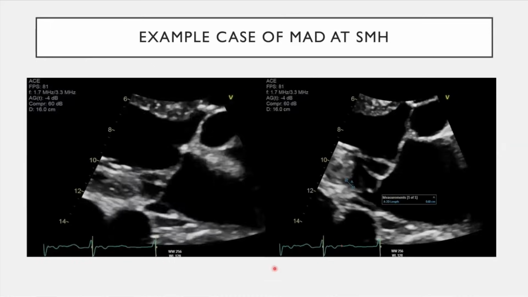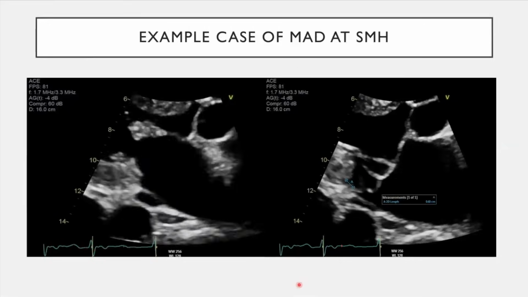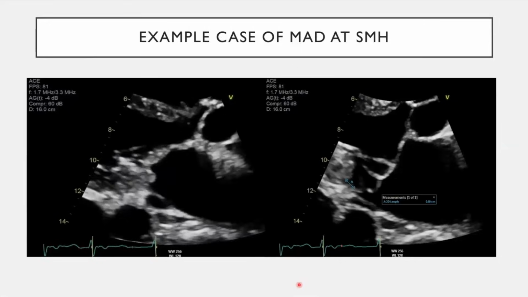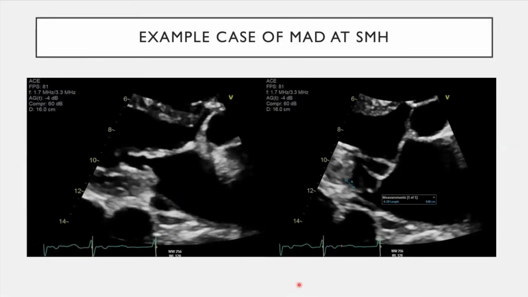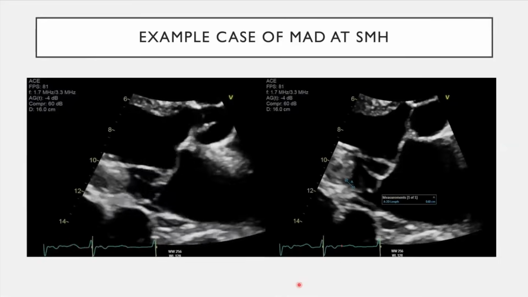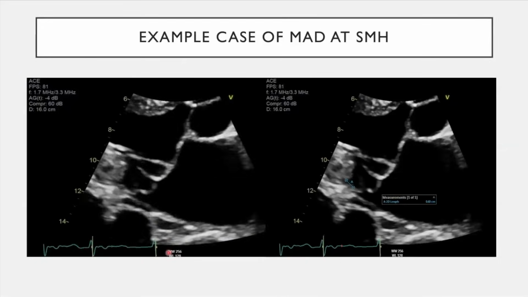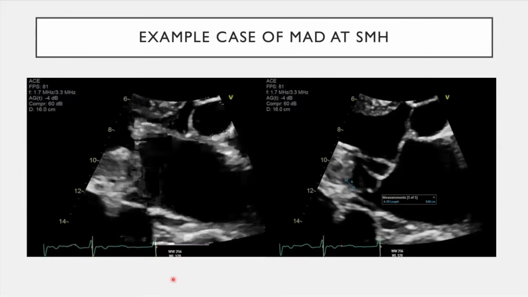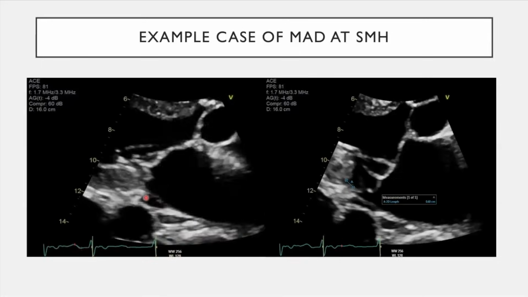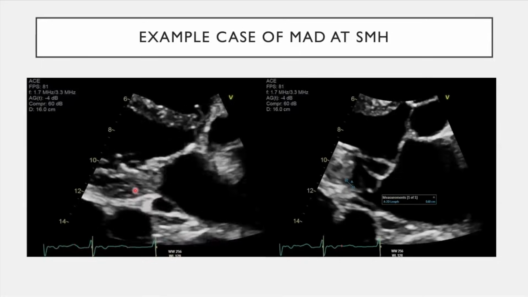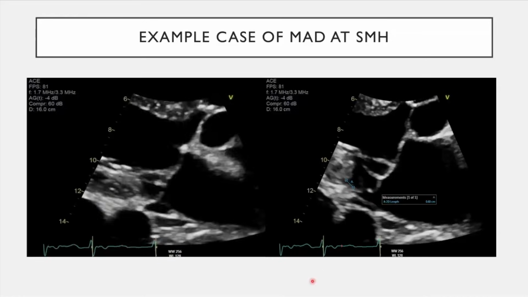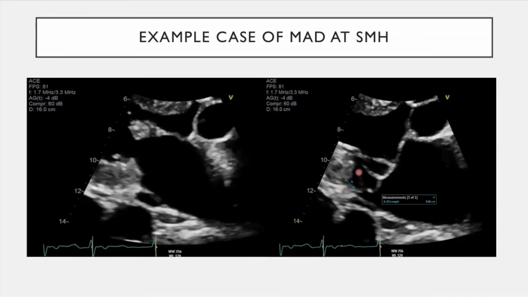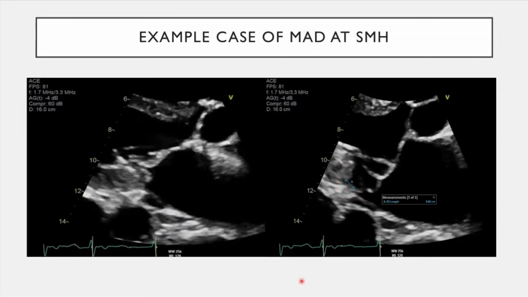So this is a nice example of mitral annular disjunction that was seen on a case here at St. Mike's Hospital, courtesy of Dr. Abdul, one of the echocardiography fellows here. You can nicely see in systole that there's this gap between the leaflet insertion point and the ventricular myocardium. We can measure it here, and it measures about 6 millimeters.